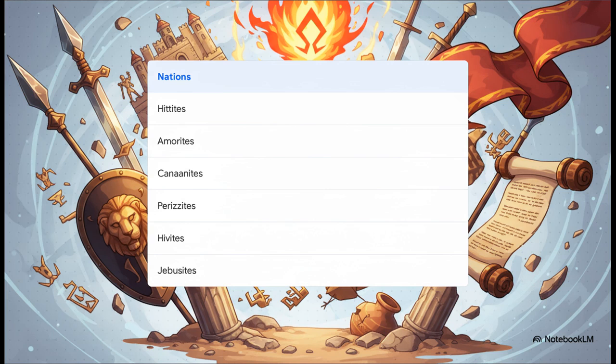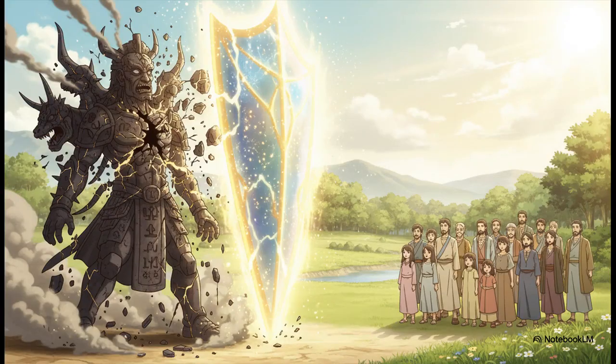It gives a concrete list of the 6 specific local nations that must be completely wiped out: the Hittites, the Amorites, the Canaanites, the Perizzites, the Hivites, and the Jebusites. The command is to completely destroy them, just as the Lord their God commanded. So, the crucial question is why? We have to understand the reasoning behind this command.